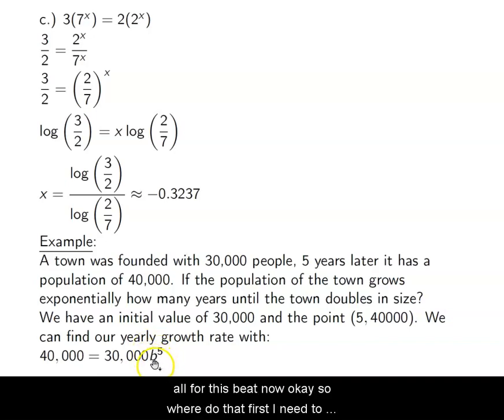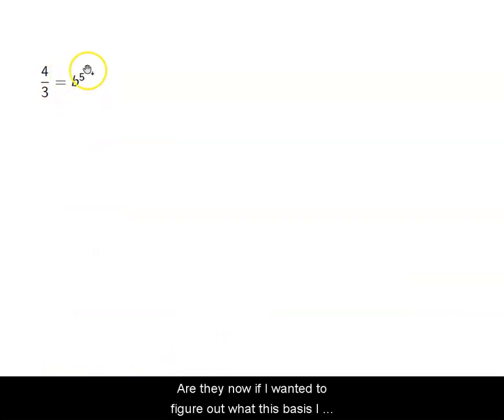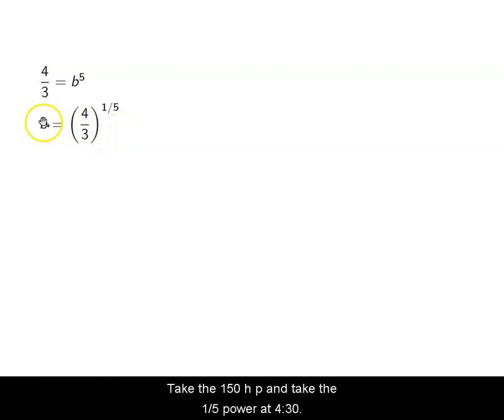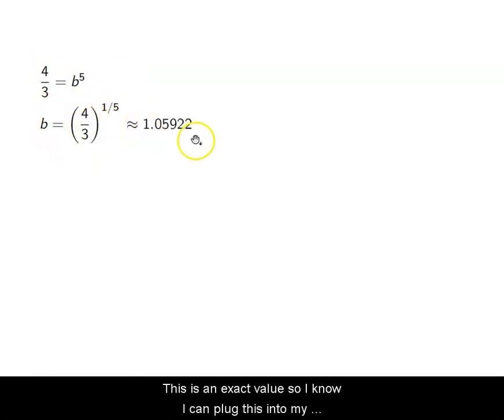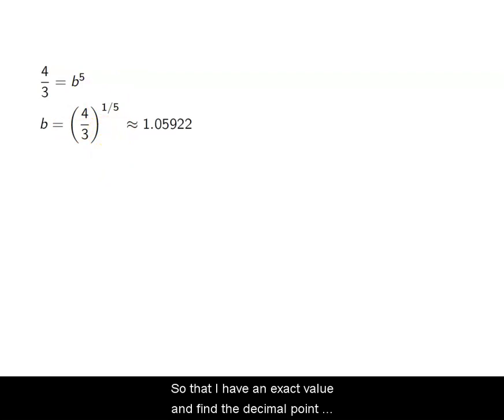So I'm basically going to solve for this b now. Okay, so in order to do that, first I need to isolate this b to the 5th. So I'll divide both sides by 30,000. So this will give me 4/3 equals b to the 5th. Okay. And then now if I want to figure out what this base is, I will take the 5th root of both sides. Okay, so I will take the 1/5 power of b and take the 1/5 power of 4/3. This is an exact value, so now I can plug this into my calculator and get a nice decimal approximation. Or I can use this exact value as I do my math, so that I have an exact value and find the decimal points later.